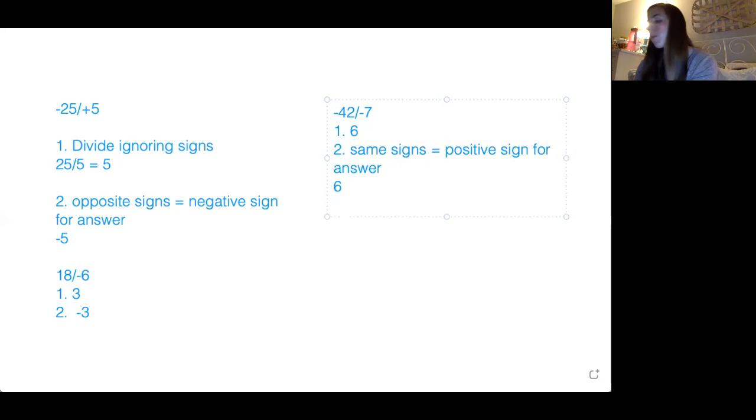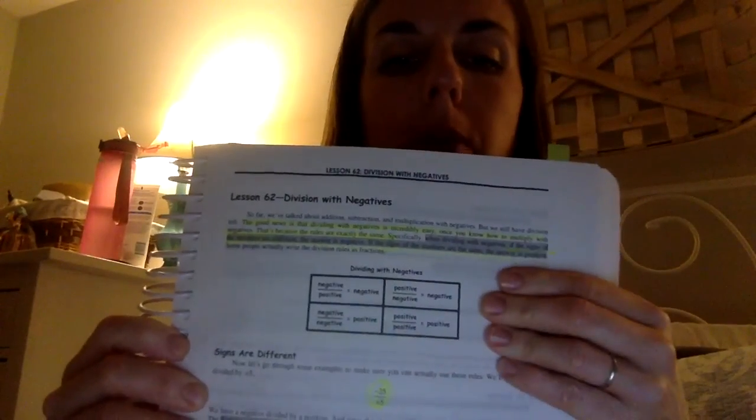Now, like before, they give you a chart. So if you go back to 275, they do give you a helpful hint there if you need it. That's at the top of 275.